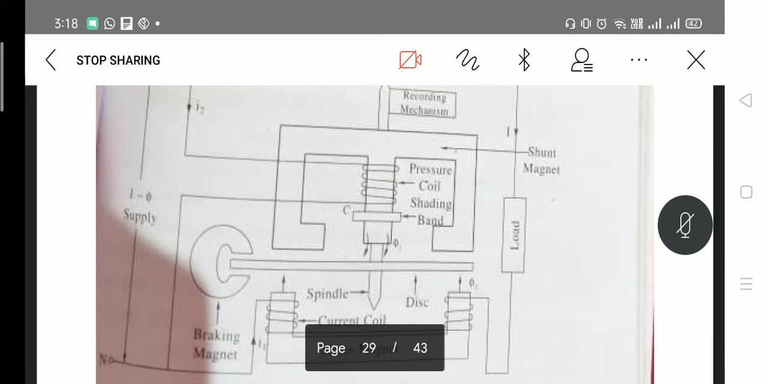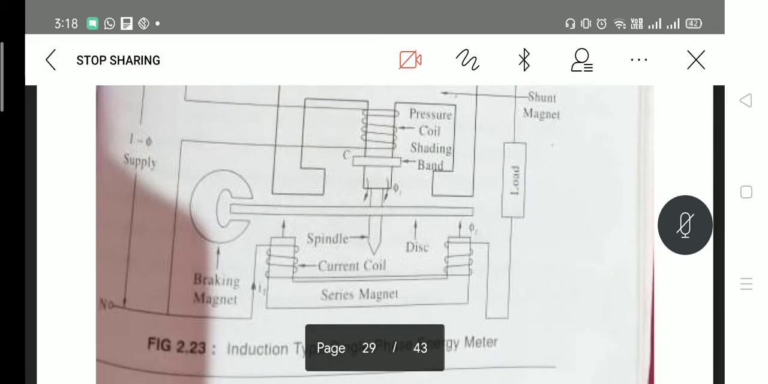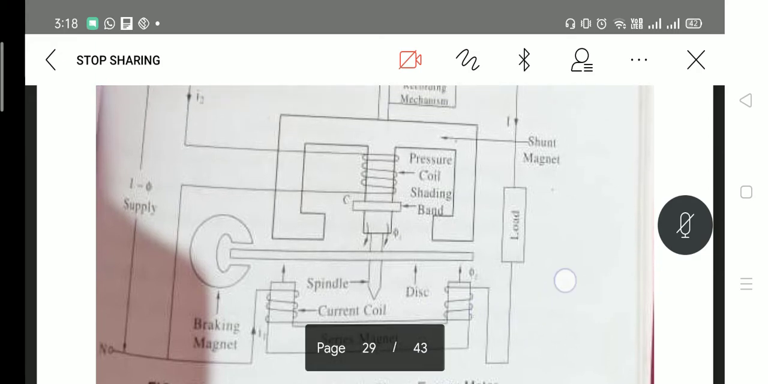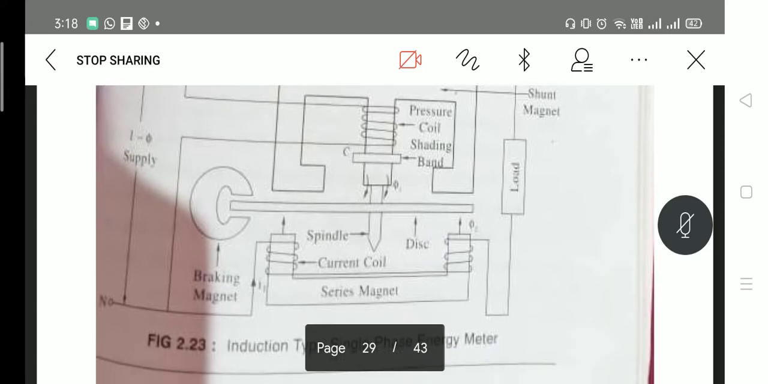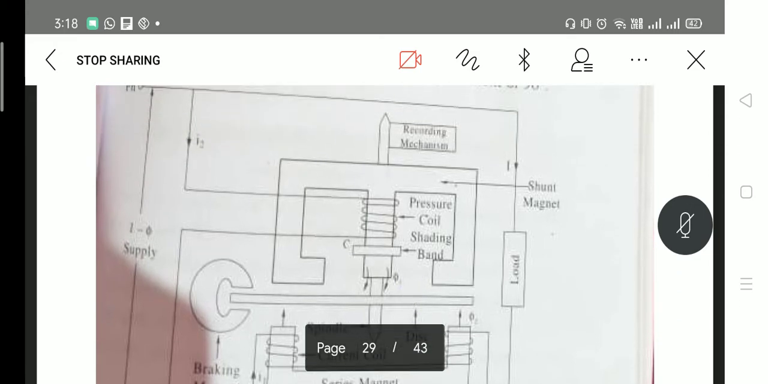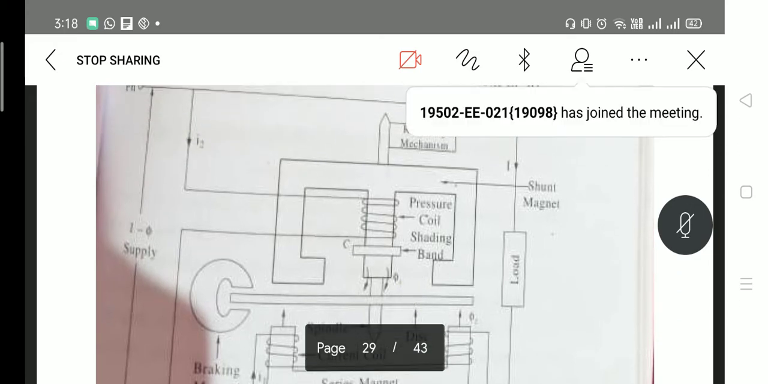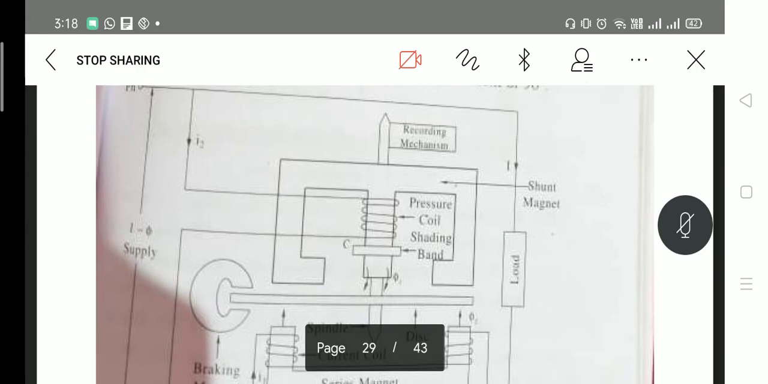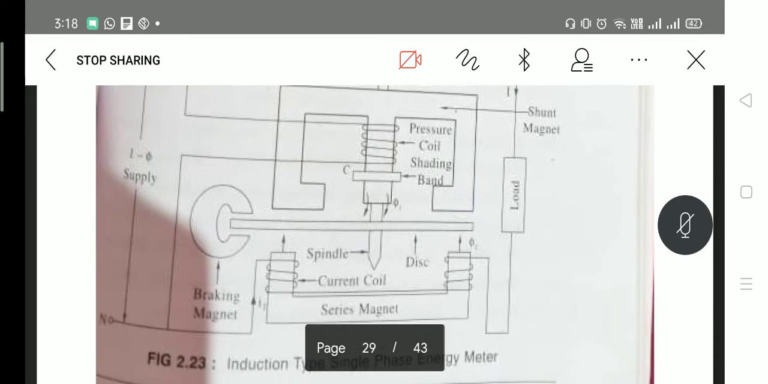The series magnet is excited with the load current, and the current coil produces the flux, say phi 1, and the current in this series magnet is I. The second one is the shunt magnet. The shunt magnet produces the flux, say phi 2, and the voltage is V. The pressure coil carries voltage, and the current coil carries current.